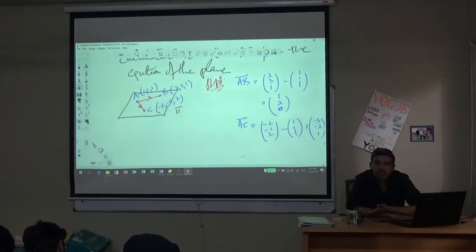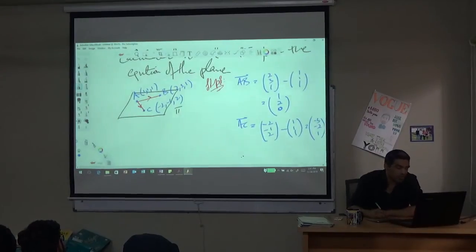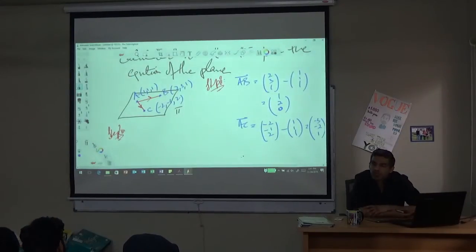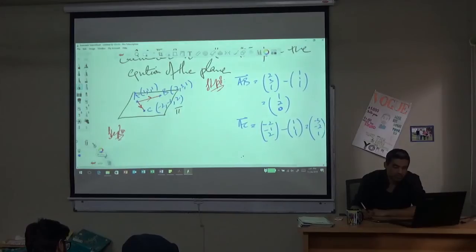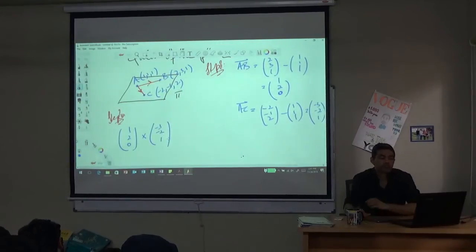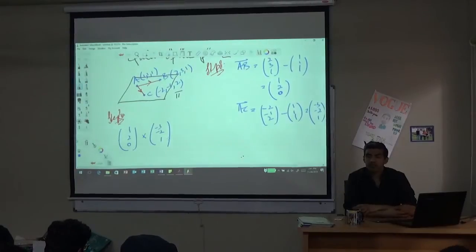Now once you have these 2 vectors, we will use the concept of cross product to get a third vector perpendicular to the plane. So the next part is you need to take the cross product of these 2 vectors to get a normal vector for your plane. The normal vector could be negative or positive, doesn't matter. As long as it's perpendicular to the plane, that's what we're concerned with.